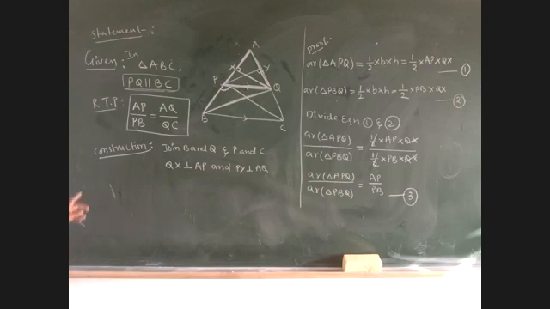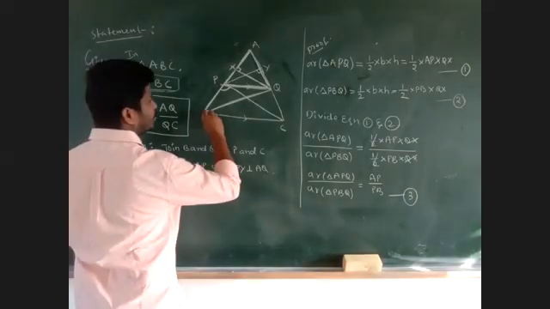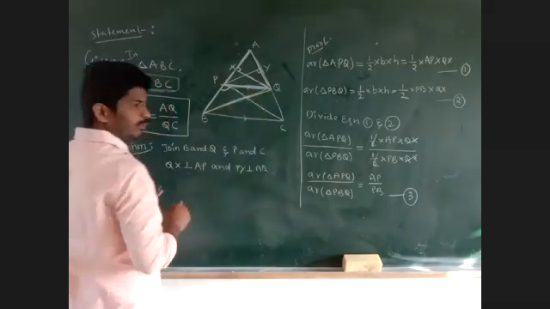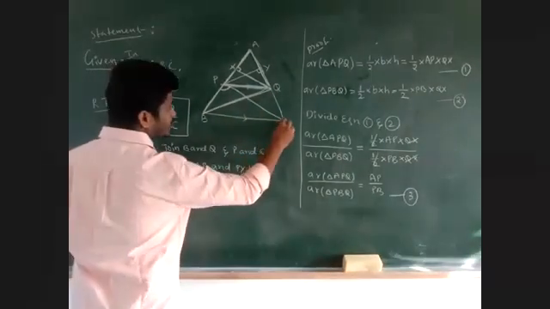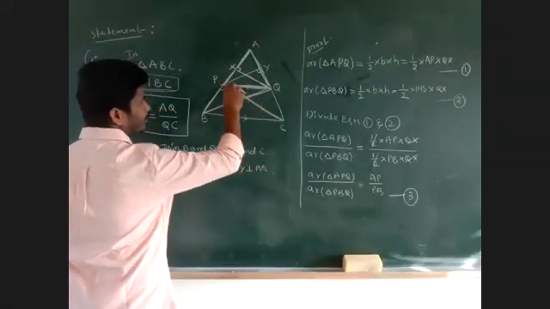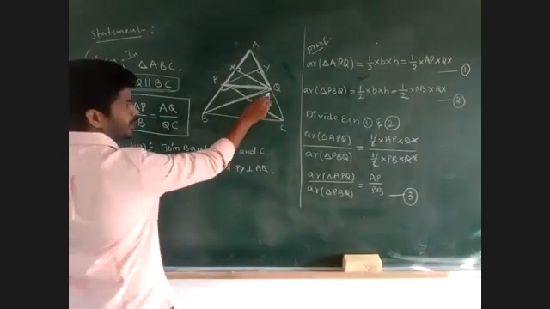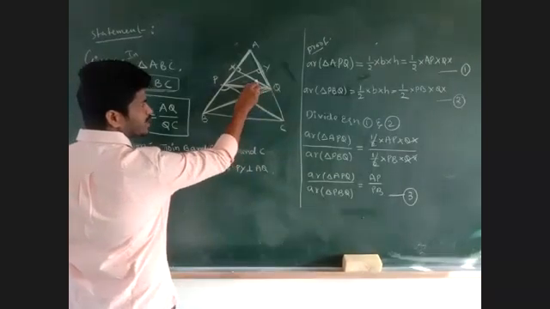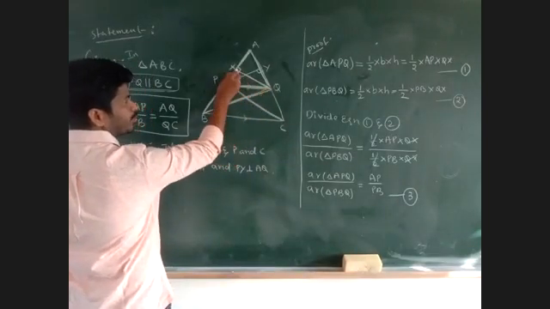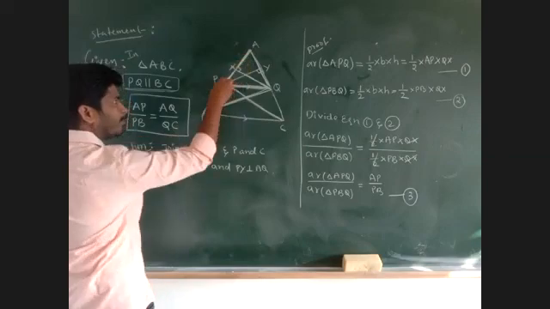Next heading, construction. That construction is join B and Q. Also join C and P. Next, draw the perpendicular from Q. QX is perpendicular to AP.